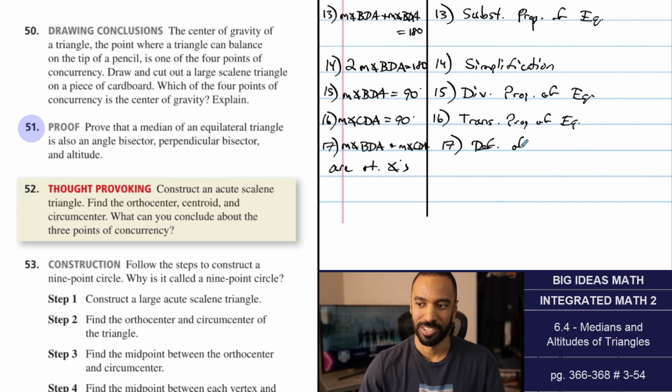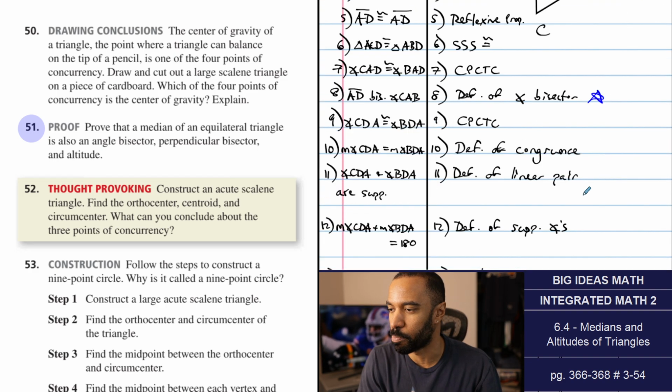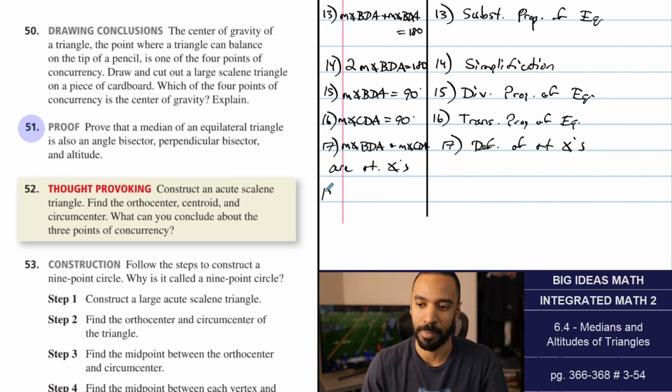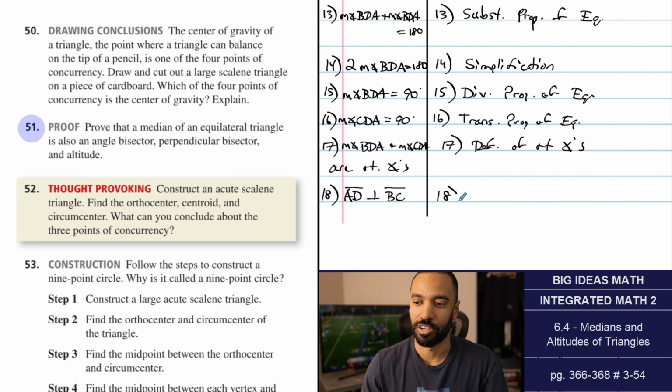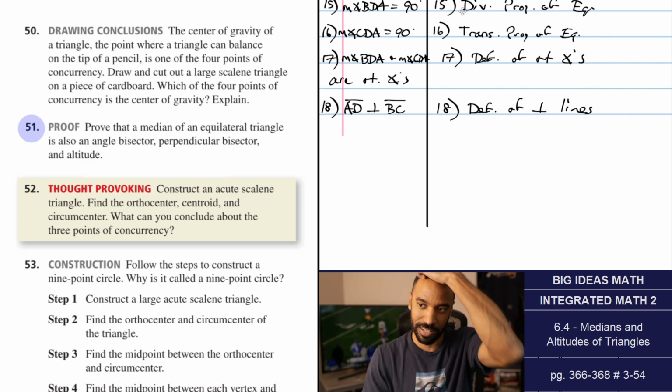Oh my gosh. Sorry about this. If they are right angles, that makes these perpendicular. AD is perpendicular to BC. So sorry about all that. AD is perpendicular to BC by definition of perpendicular lines. Okay, so from here, we can probably just do 2 more statements, 19 and 20. Just 2 more, 19 and 20, and state these other guys.